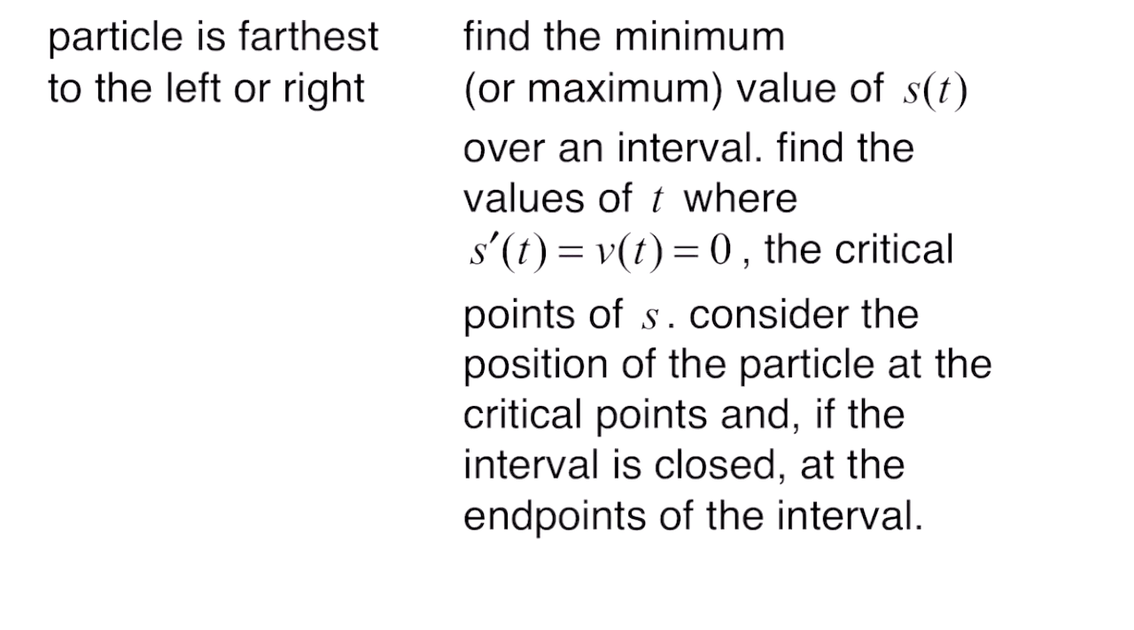And finally, to find where the particle is farthest to the left or right, what you do is you find the minimum or maximum value of the position function over an interval. Then you find the values of t where s prime of t or v of t equals 0, which are the critical points of s, the position, and then you consider the position of the particle at the critical points, and if the interval is closed, also at the endpoints of the interval. And that will give you the maximum and minimum values of the position function on that interval, indicating where the particle is farthest to the left or the right.